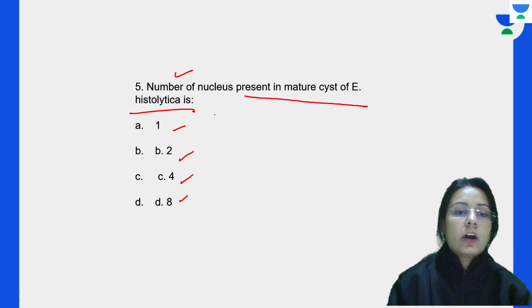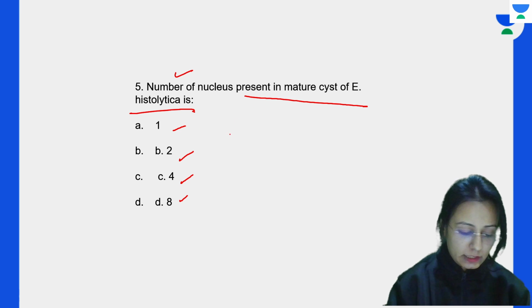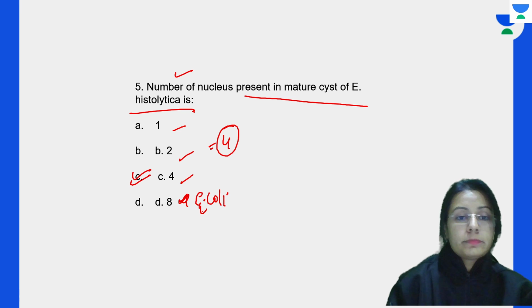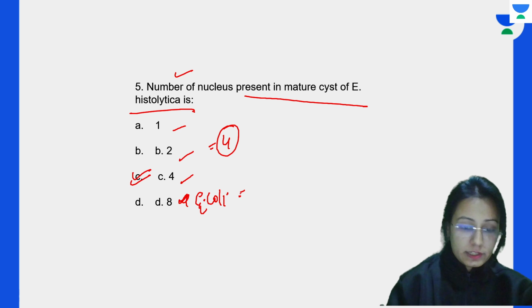Yes, what is the answer now? The number of nuclei present in the mature cyst of Entamoeba histolytica is 4, and in that of Entamoeba coli, the number of nuclei present in the cyst is 8.